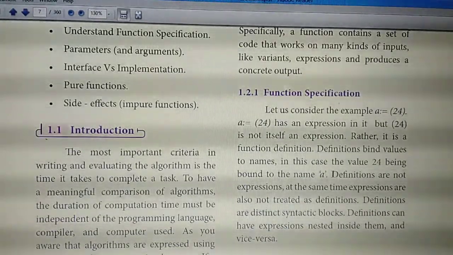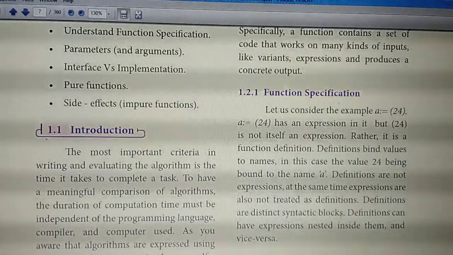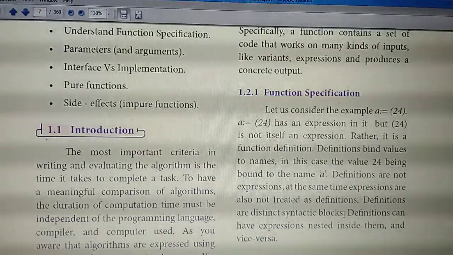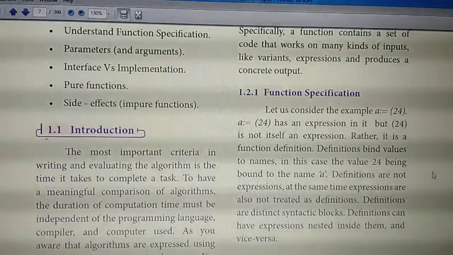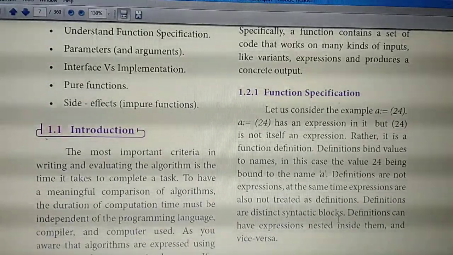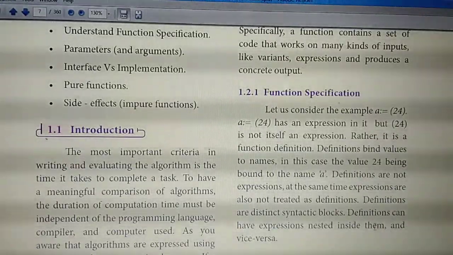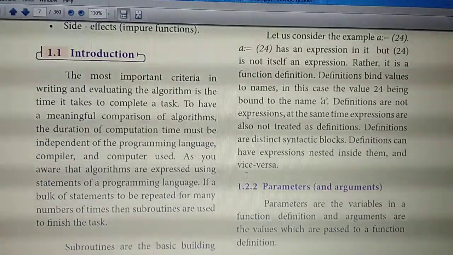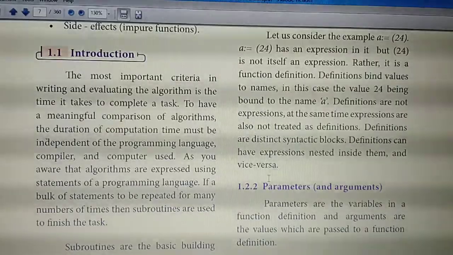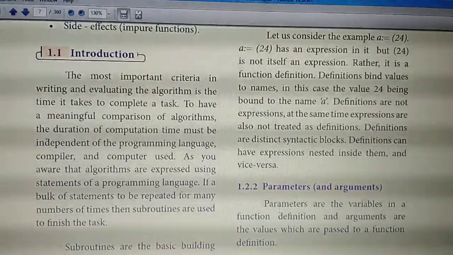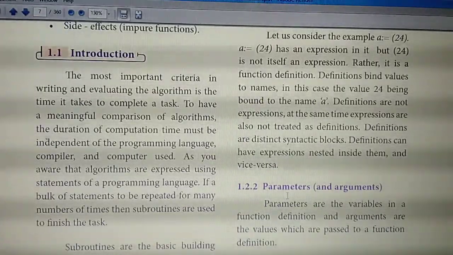So mark that answer from here. Definitions, from here till synthetic blocks. This is not a book back question, it is an additional question. Define definitions, from here, definitions till synthetic blocks. Then, have you all marked? Next question: define parameters and arguments. Here you put define. This is also an additional question. This paragraph full.